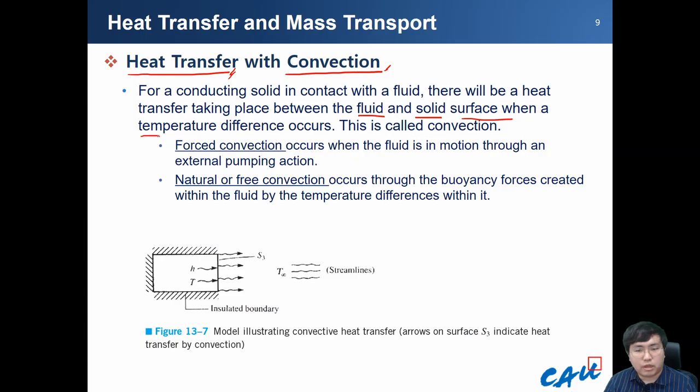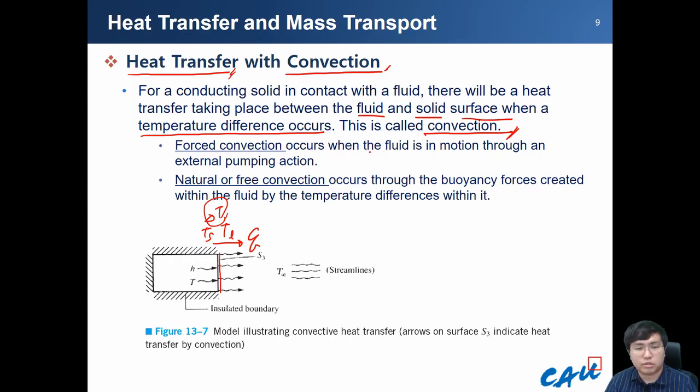If they have some temperature difference, that means that the solid and liquid phases have a temperature difference. Due to this temperature difference, some flux will flow from one side to the other side, and we say that this is convection. There are two types of convection.